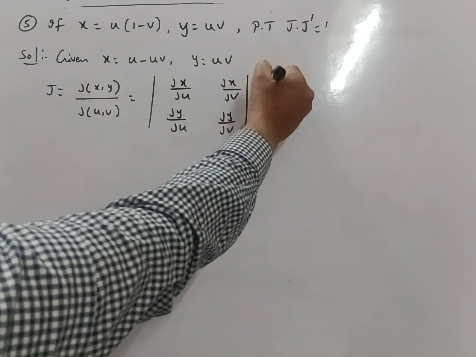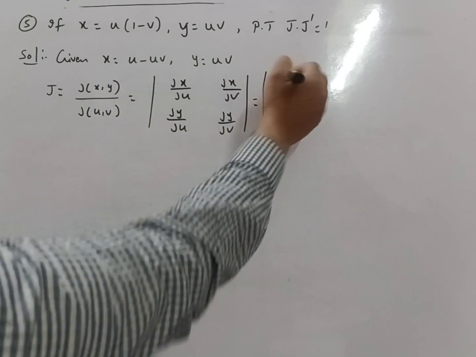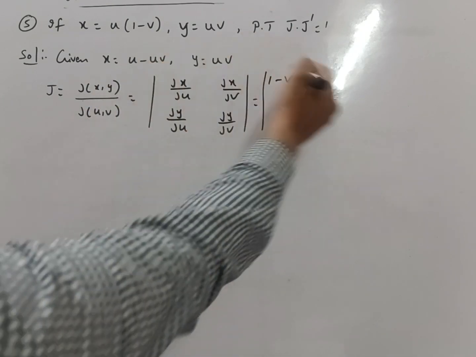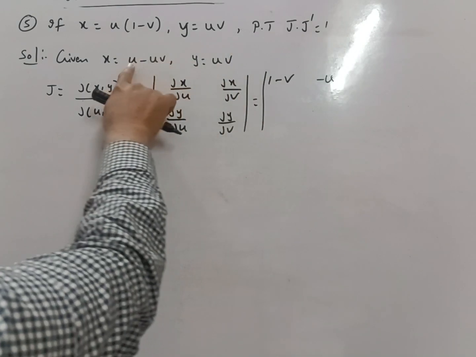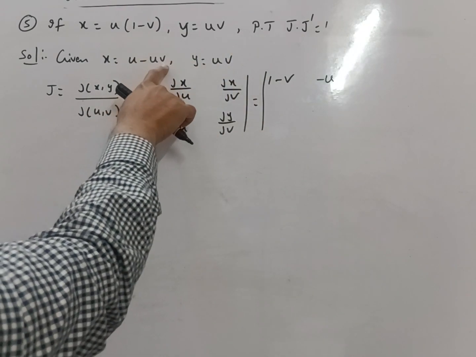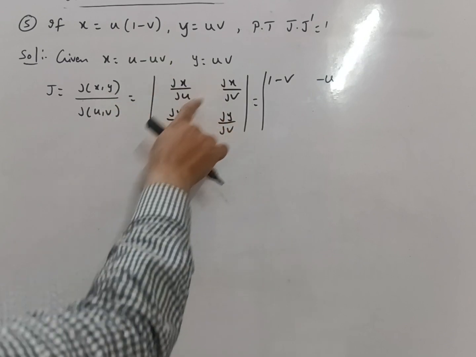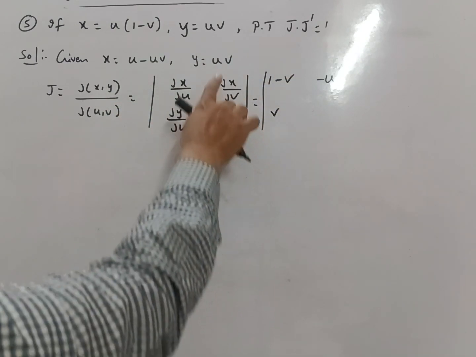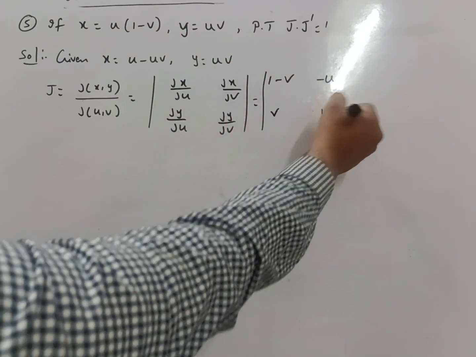U is 1 here, I get v. Then x with respect to v, no v here, 0. V is 1, I get minus u. No v here, 0. V is 1, so I get minus u. Next, dou y by dou u: u is 1, I get v. Dou y by dou v: v is 1, I get u.